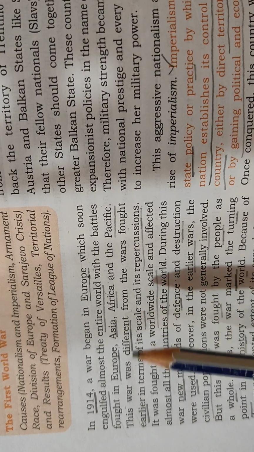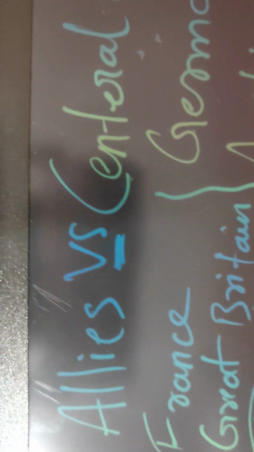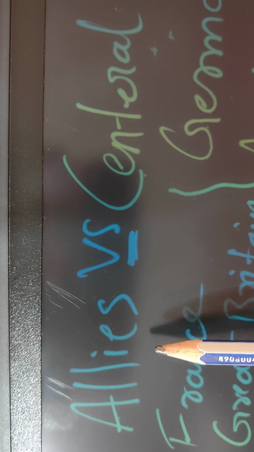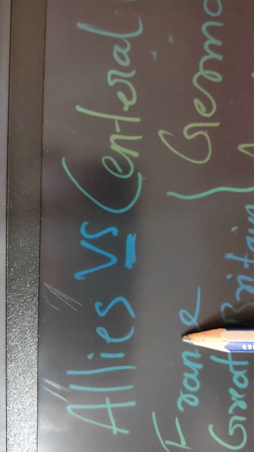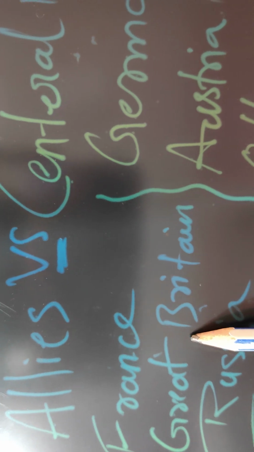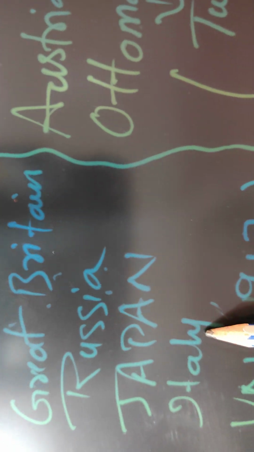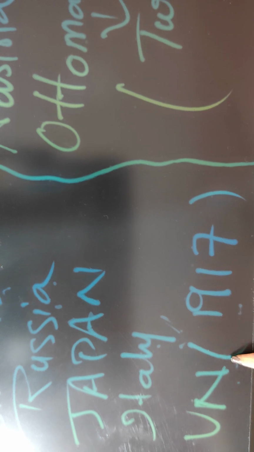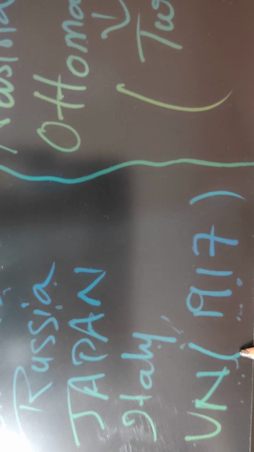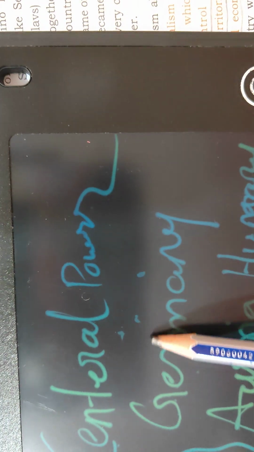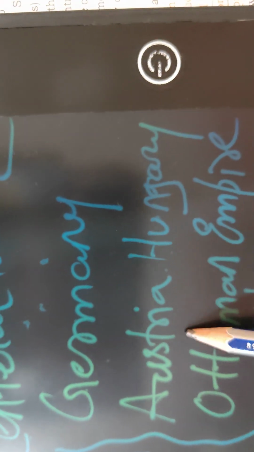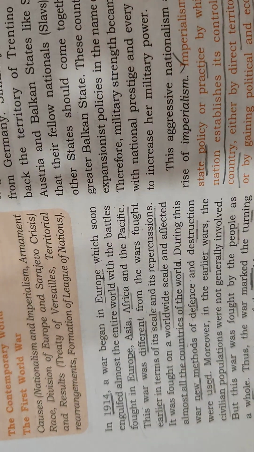And here two powers were involved. You can see I have tried to make it clear. There were two powers, the Allies power and the Central powers. The Allies power is France, Great Britain, Russia, Japan, Italy and the United States of America. America was not in it in the beginning. It joined the war in 1917. We will talk about it later. And the Central powers were Germany, Austria-Hungary, and the Ottoman Empire, which we know as Turkey. This war was fought between these two powers.